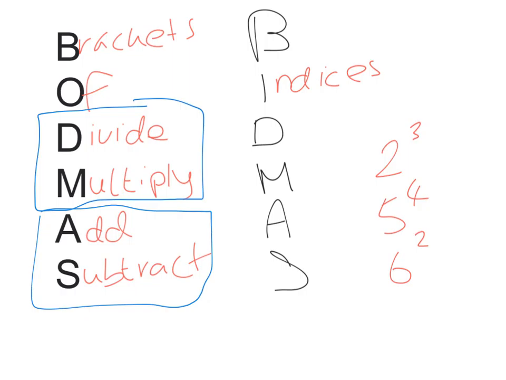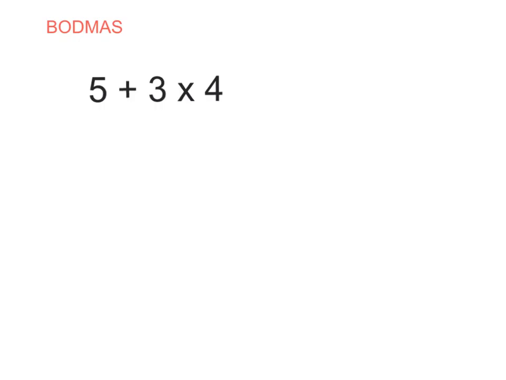Okay, let's look at some examples. In this one, we have two things: an addition and a multiplication. Now, the M before the A tells us that we multiply before we add. So the 5 stays as it is, and I do my 3 times 4, which is 12. That gives me an answer of 17. Note that if you had added first, you would have done 8 times 4 is 32. It would have given you a completely different answer. And that's why BODMAS is so important.